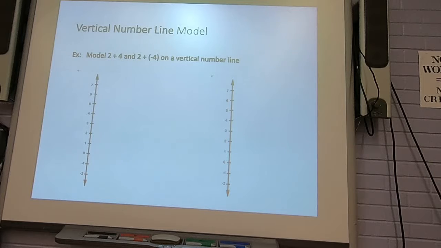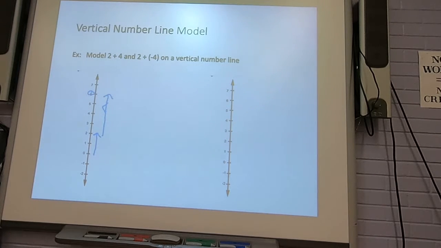So model 2 plus 4. I'm going to draw a line from 0 to 2, and then plus 4, end on 2 and go up 4 more. I hope your line is more straight than mine is. Should end up on 6, so your answer is 6.